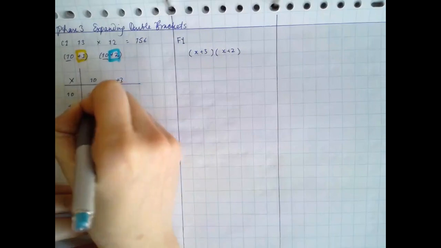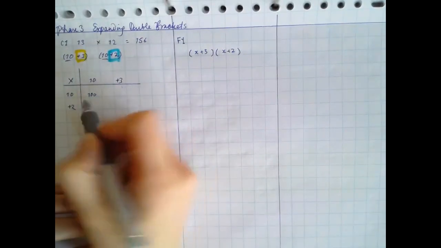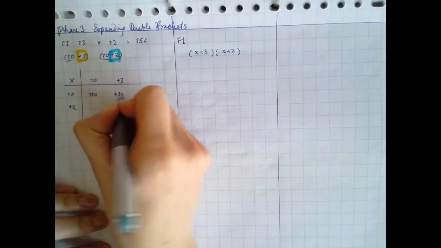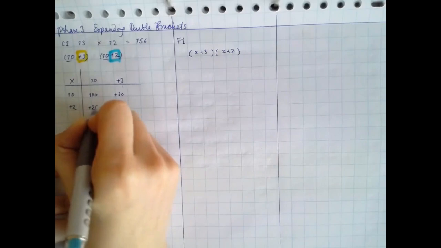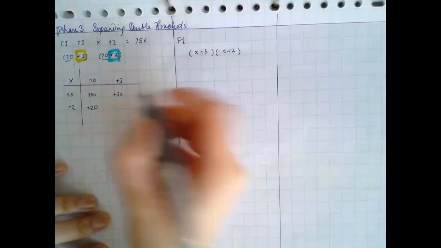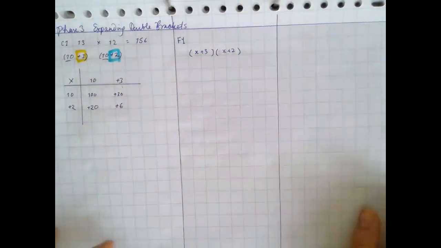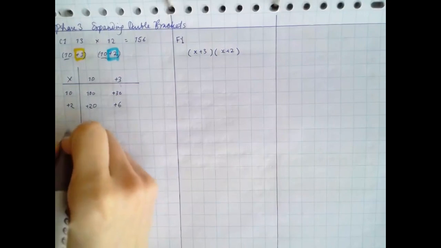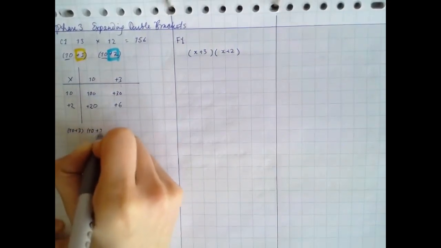10 multiplied by 10 is 100. Positive 3 multiplied by 10, that's a positive number, positive 30. 10 multiplied by positive 2 is a positive number, positive 20. And a positive 2 multiplied by a positive 3 is a positive 6. Okay, so that's 10 add 3 multiplied by 10 add 2.